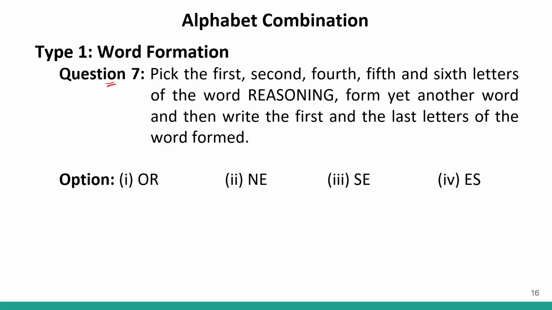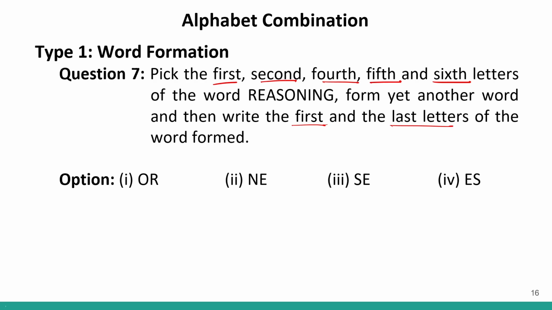Question number 7. Pick the first, 2nd, 4th, 5th and 6th letters of the word 'reasoning', form yet another word, and then write the first and the last letters of the word formed. So if we are given this question, that means only one meaningful word can be formed, because if we have more than one possibility, this would be an incorrect question. So we would be able to form only one word and we have to arrange it and find the first and the last letter of that word.